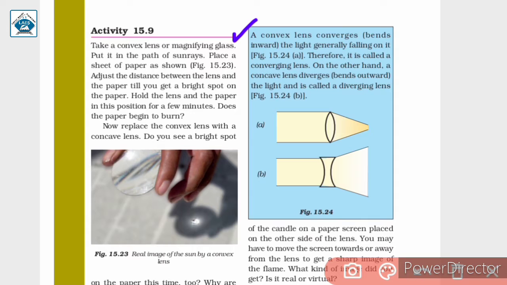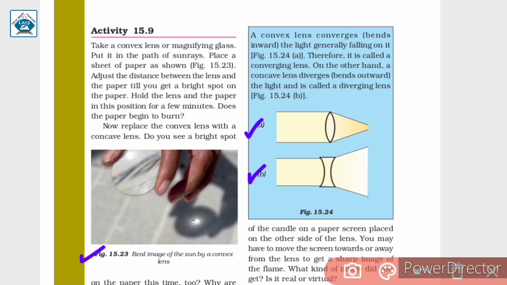A convex lens converges, means bends inward, the light generally falling on it as shown in figure 15.24a. Therefore, it is called a converging lens. On the other hand, a concave lens diverges, that is bends outward the light, and is called a diverging lens, as shown in figure 15.24b. So here in the first figure we are given a convex lens and here we are given a concave lens.